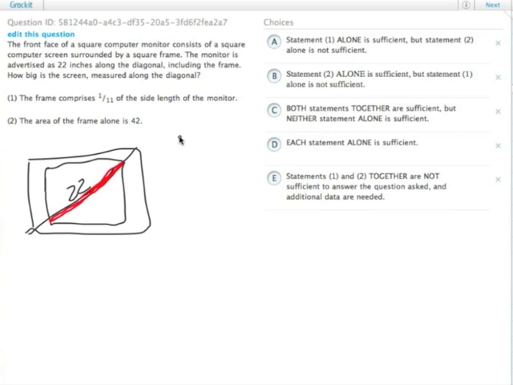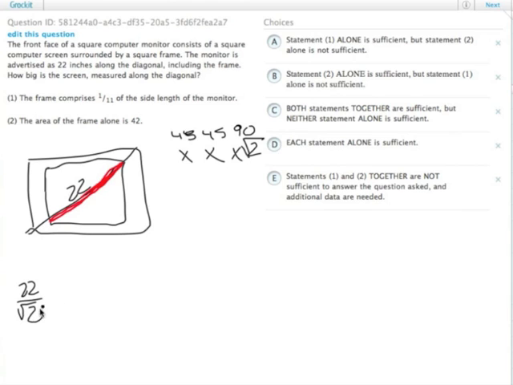Remember the properties of squares: because they form 45, 45, 90 triangles, the ratios of the sides are x, x, and x times the square root of 2. So if we divide whatever the diagonal is by the square root of 2, we have the side length. Therefore, we have 22 over the square root of 2.